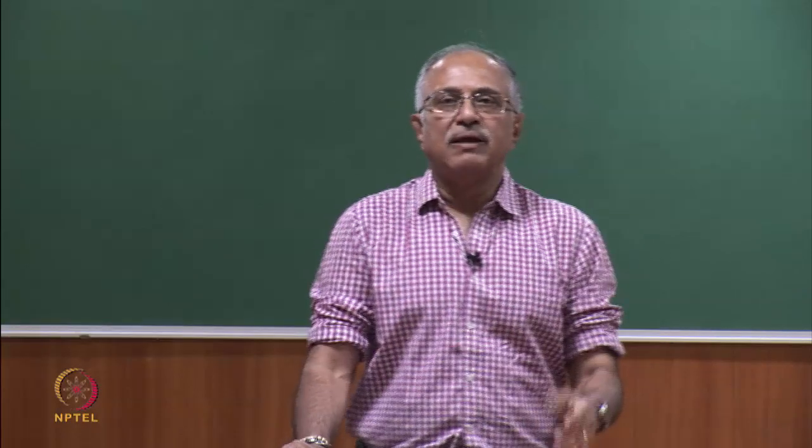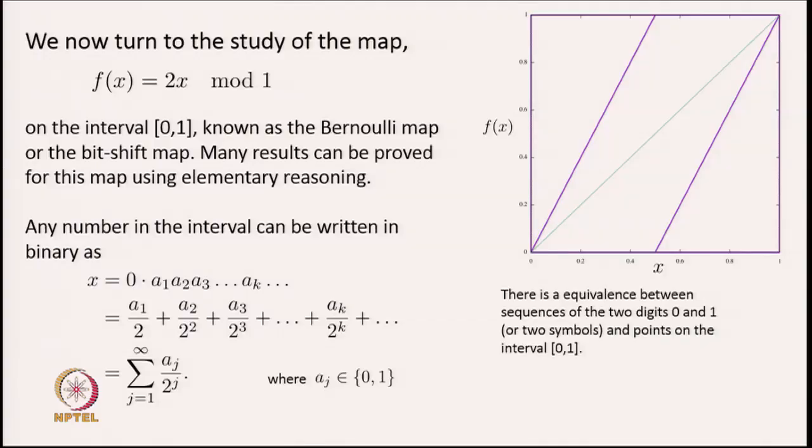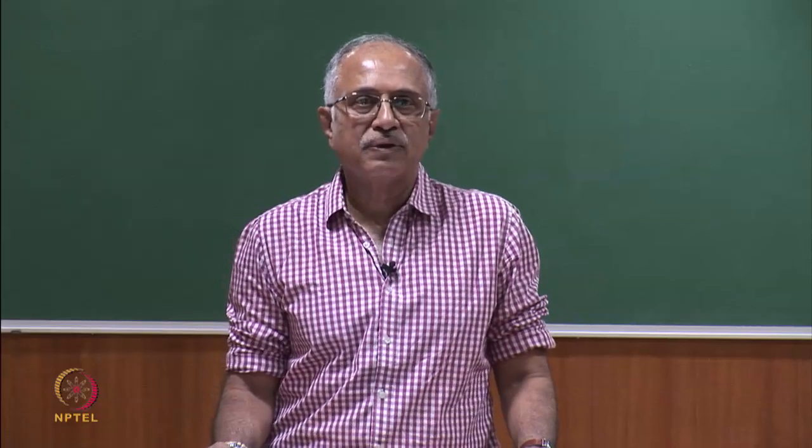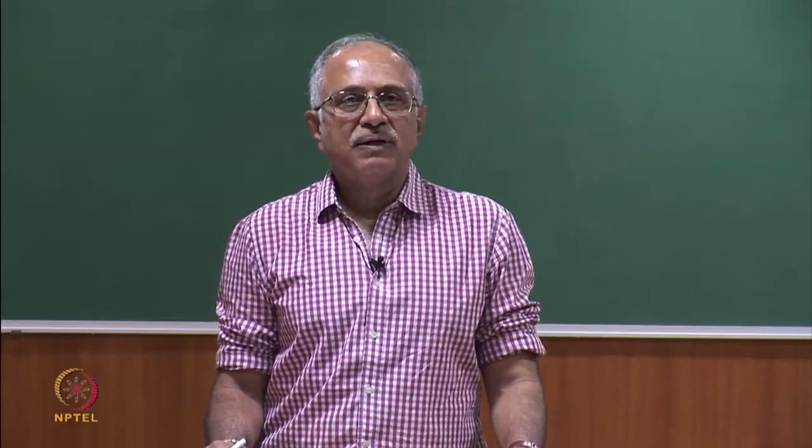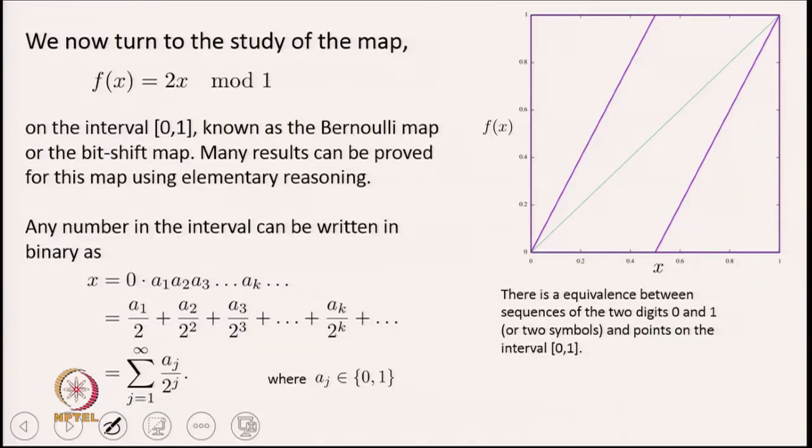Let's look at a particular map to get some of these ideas more concrete. Let us look at one of the simplest maps, which is known as the Bernoulli map or the bit shift map. The reasons for this name will become obvious. Given a number x, multiply it by 2 and do the mod operation. So, this is a map on the interval 0 to 1, or you can think of it as a map on the circle, identifying the points 0 and 1.